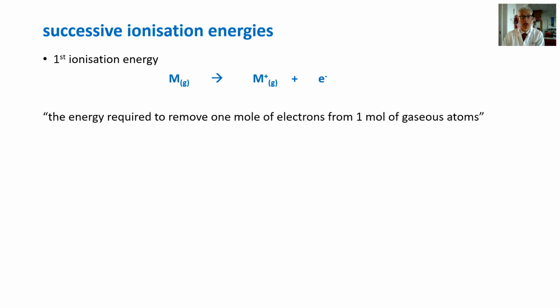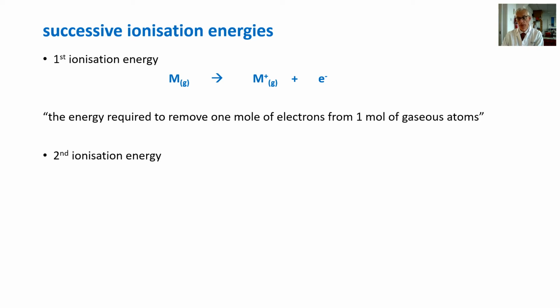So here is our definition of the first ionization energy. The energy required to remove 1 mole of electrons from 1 mole of gaseous atoms. There's no variation on that. That has to be followed exactly. But that's the first ionization energy. What about the second? Can you write an equation for the second ionization energy?